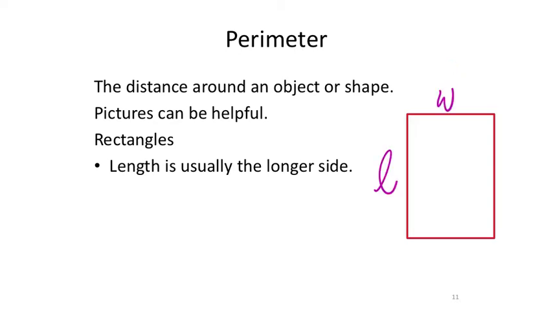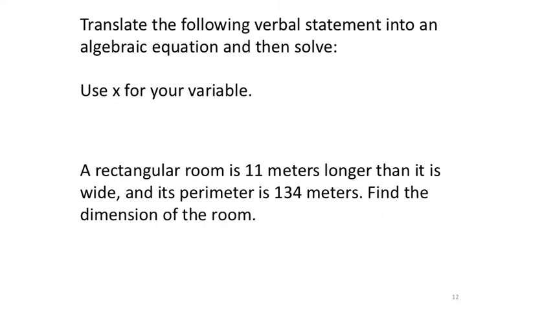Area is very different than perimeter. This is not an area type problem that we're looking at. So it looks like we have to write the equation for this one. A rectangular room is 11 meters long. We'll use x for our variable, no problem. But at least the length here is 11 meters longer than the width. And that's important because it gives us a comparison of width and length. Then its perimeter is 134 meters. So there we go. Is would be an equal sign for an equation. Okay, so find the dimensions of the room.